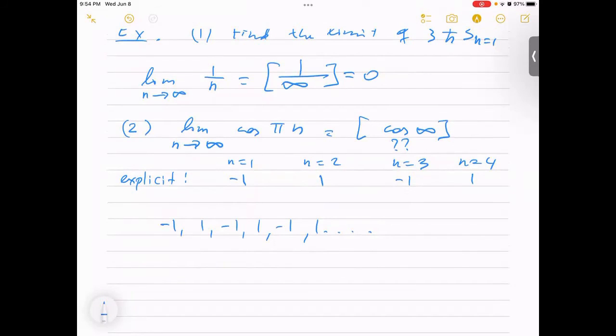If you look at this, it's not going to be approaching any number because it's going to be jumping between -1 and 1. It's not going to be close to 1 because we're going to have infinitely many -1s. It's not going to be -1 because we're going to have too many 1s. And it's not going to be, say, 0, because we're always at a distance of 1 from 0. So we conclude that the limit of cosine of pi n as n approaching infinity does not exist, period.